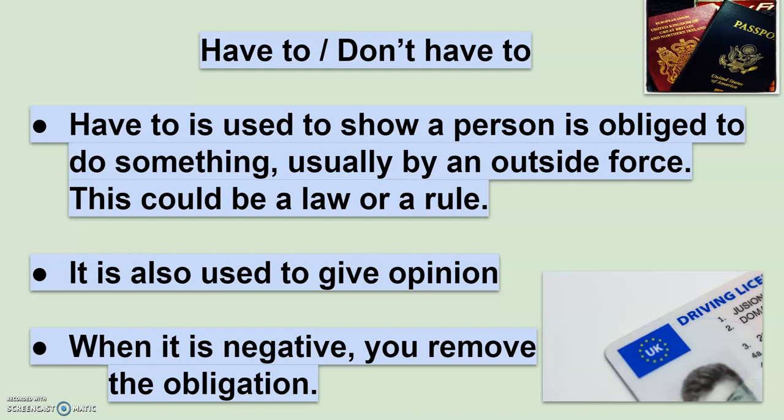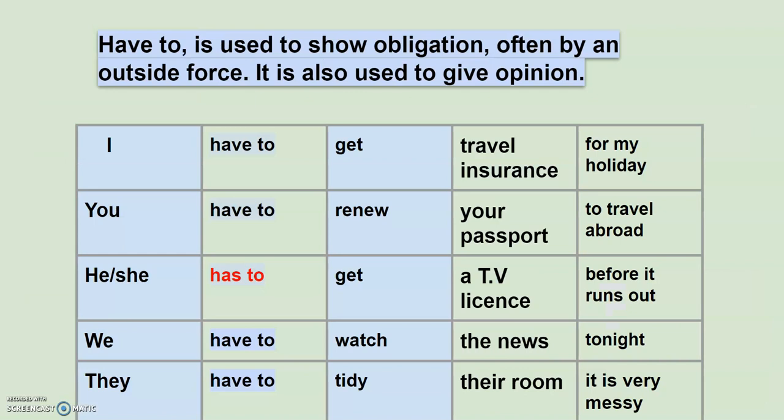When it is negative, you remove the obligation. For example, you don't have to study this week, it's the holidays. Have to is used to show obligation, often by an outside force. It is also used to give opinion.